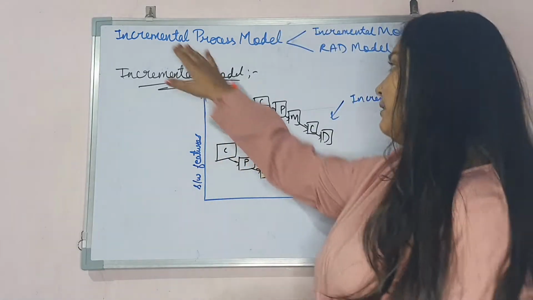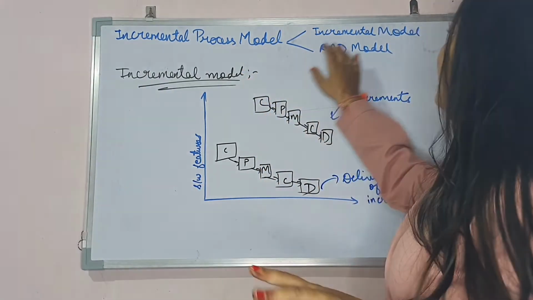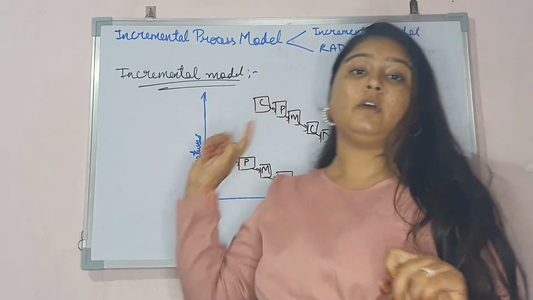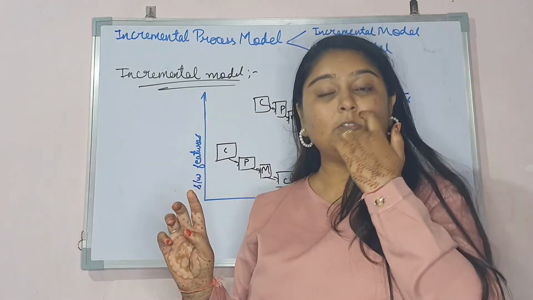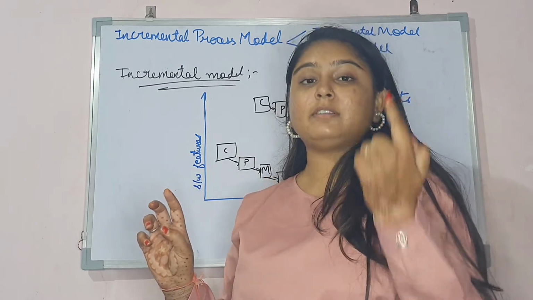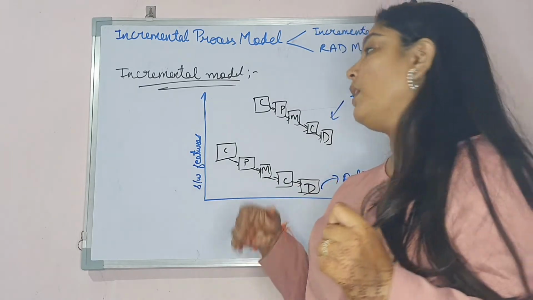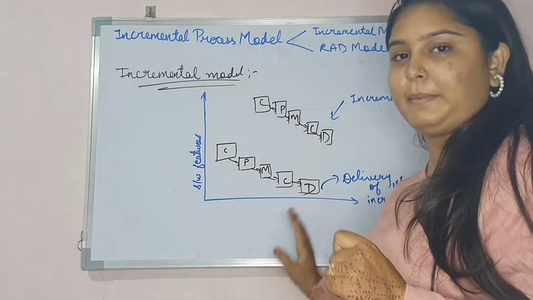As written here, the incremental process model is divided into two, that is the incremental model and the RAD model. We have already learned in the last video that incremental has two types. The first, that is the incremental model, we are going to cover right now. This is how the figure of the incremental model looks.